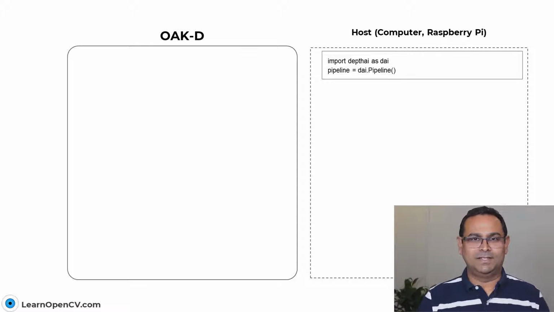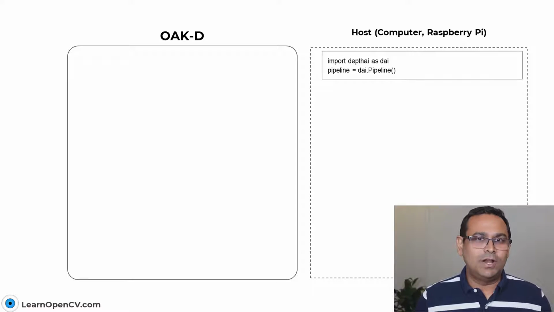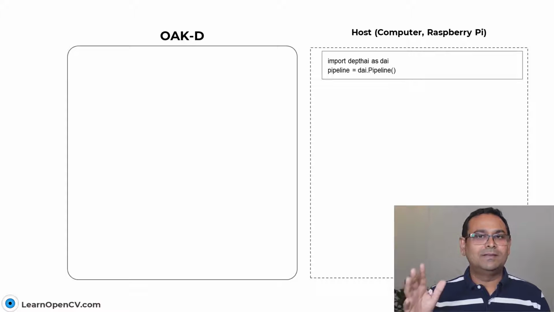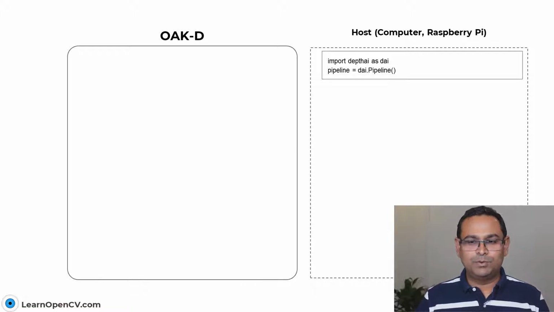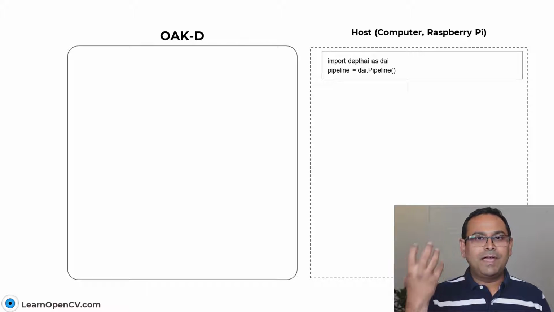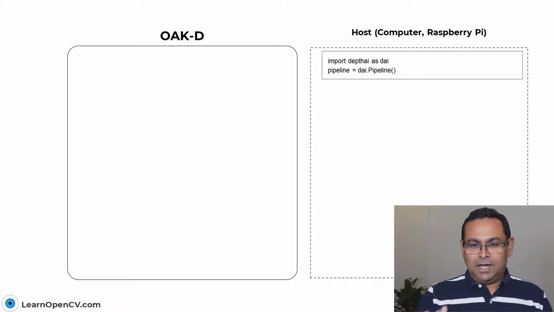Let's start. Now, you can install DepthAI using instructions I have shared in a previous video. In this video, I'm assuming that you have installed the Python version of DepthAI. And so you can simply start with import depthai as dai, as shown on the screen. And you start a pipeline by simply saying pipeline = dai.Pipeline(). So now we have this pipeline object.